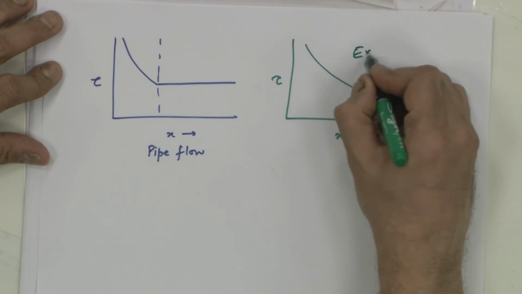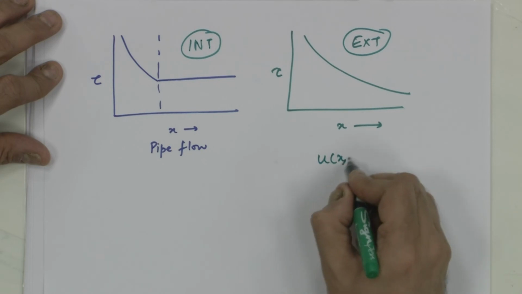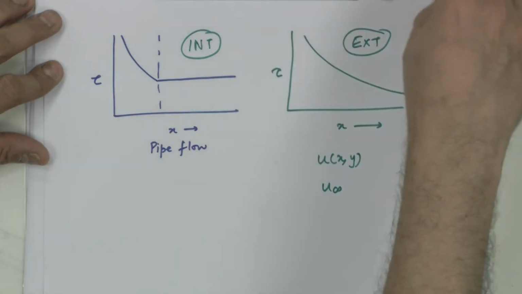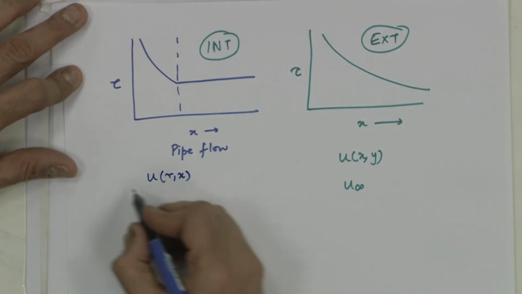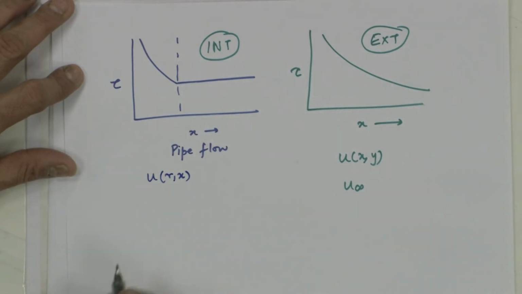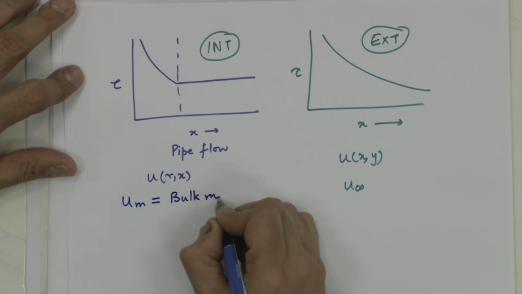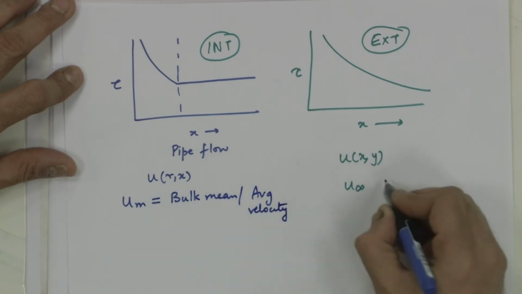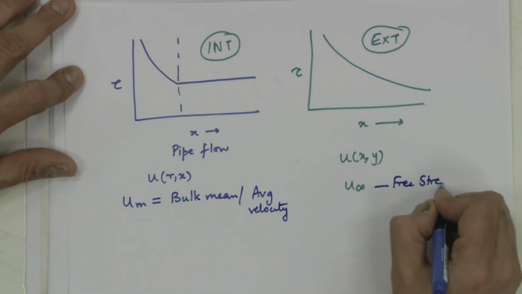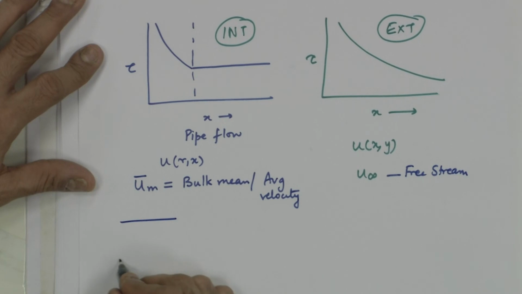One last thing is, in external flow, this is external, this is internal, we had the idea of u of x comma y and u infinity. Whereas, in internal flow, we had u of r comma x, which is the same as x comma y. We do not have anything like u infinity. We have what is called the bulk mean velocity, or average velocity, in place of the free stream, and this is obtained by a mass balance of the flow at any section.